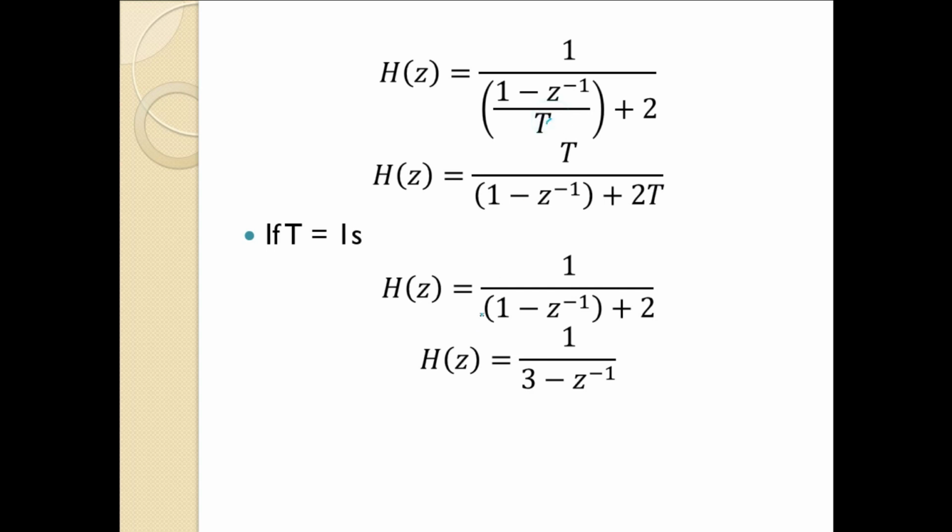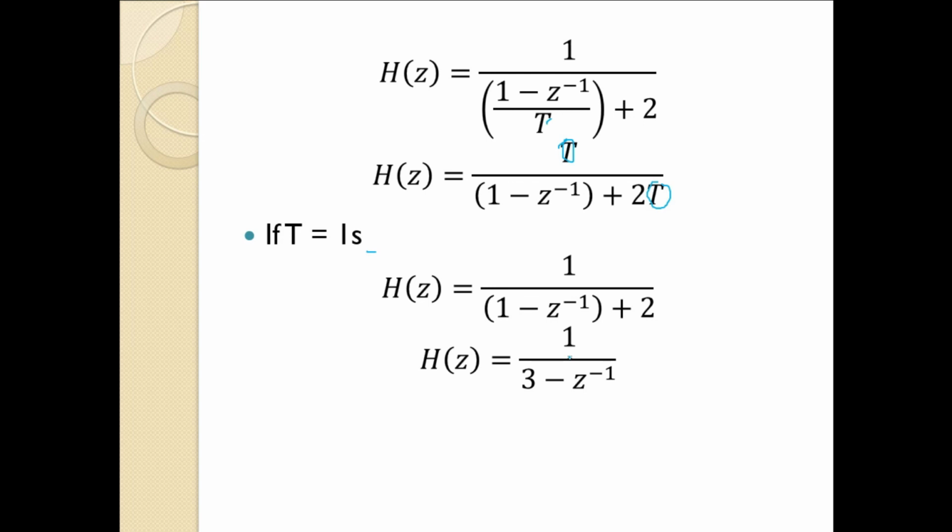Then after that we assume the T time is 1 second. If the question is given, you just assume. So we substitute our T with 1, and this T value is also 1. So we will have 1 divided by 1 minus Z minus 1 plus 2. These 2 we can sum up with our 1, so we get 3 minus Z minus 1. Okay, so it's very simple.